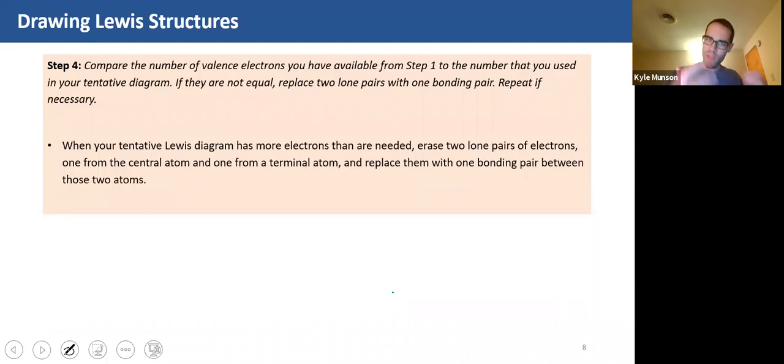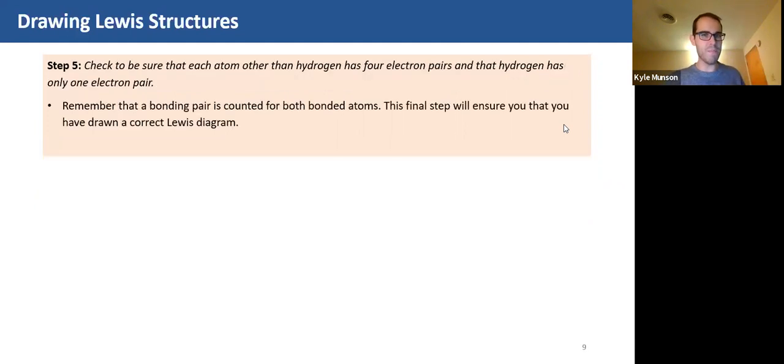Okay, so then once we do that, again, I'm just reading these steps and we're going to go through them all together, and you can rewind and go back as we draw Lewis structures together. We want to compare the number of valence electrons from step one to the number we used in our diagram. If they're not equal, what we're going to do is replace 2 lone pairs with 1 bonding pair, okay? And repeat. So basically, when something doesn't have an octet, when it's not happy and we ran out of valence electrons, or maybe we have too many, we're going to have to adjust that and take those lone pairs and make them into a double bond. And again, we're going to do examples of this. So don't worry if this seems kind of crazy. We're going to do plenty of examples. And then we're going to go through and check and make sure that every atom other than hydrogen has 4 electron pairs. Hydrogen has only 1 electron pair. We're going to check and make sure everything is happy.